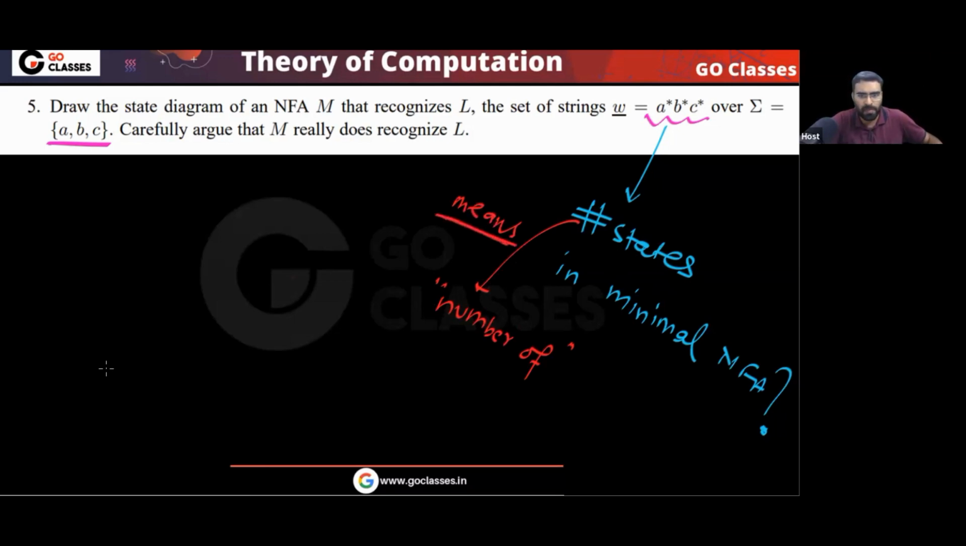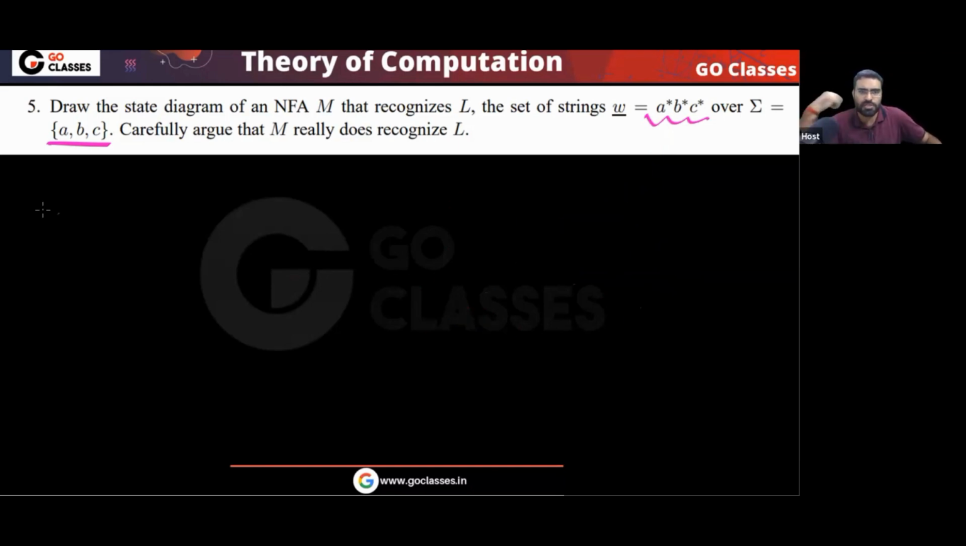Okay, so tell me, what is the number of states in the minimal NFA? Can you create a minimal NFA for this? Our language, remember, is A star, B star, C star. This is our language. So first of all, tell me which strings should be accepted.